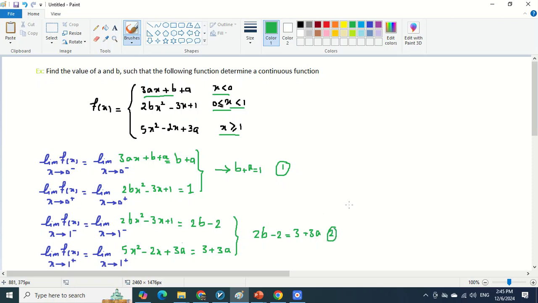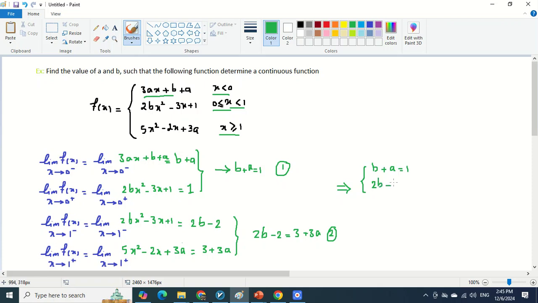And I can write them in one system of equations. Which means that if I gather both of these conditions, then I have a system of equations. The first one says that b plus a should be equal to 1. And the second one says that if I shift that 3a to the left, then I have 2b minus 3a.